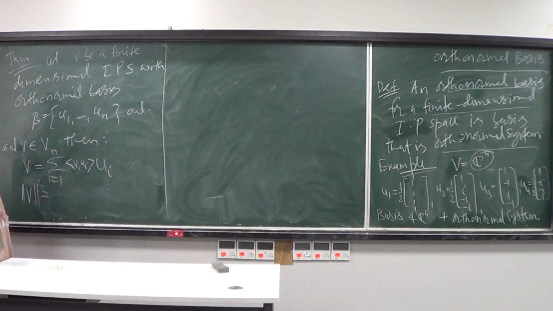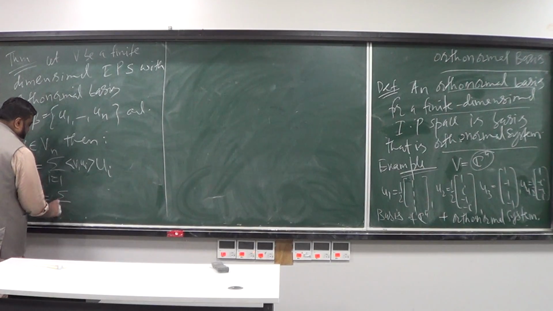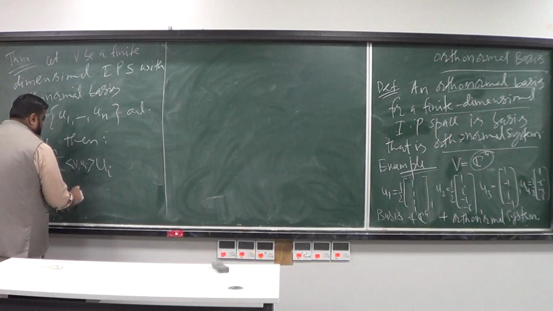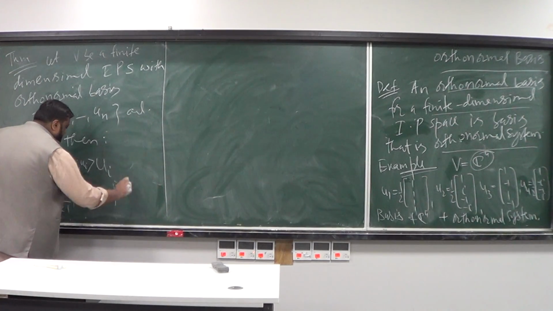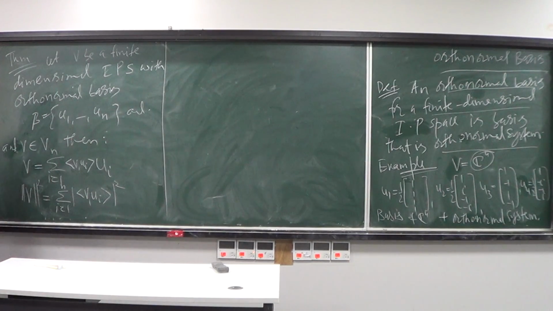And if you want to compute, for example, the magnitude of v squared, this is not difficult. It would be equal to the sum from i equals 1 to n: take these coefficients, compute their magnitudes, square them, and sum them over 1 to n. So these are the two properties.